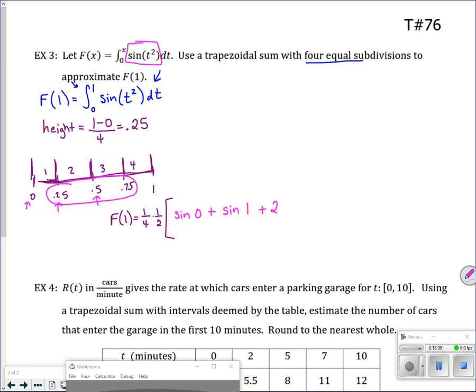The middle ones, I would have 2 times what? The sine of 0.25 squared. Notice what I'm squaring. I'm not squaring the sine of 0.25, I'm just squaring that, so that squared goes there. I have the sine of 0.5 squared and the sine of 0.75 squared. Boom. Double parentheses there. And I want to get my answer.